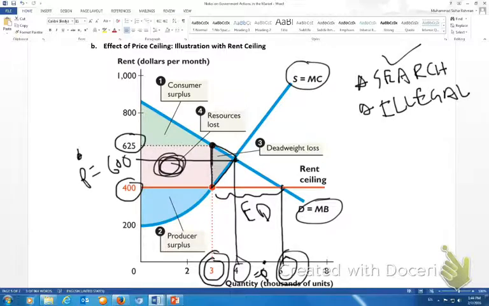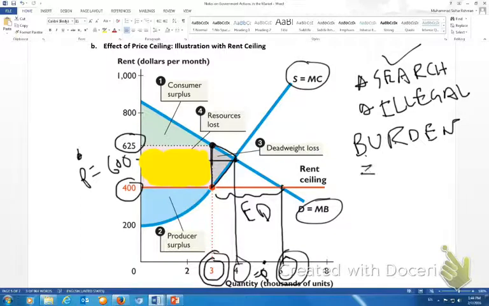We can say that the cost of all these market inefficiencies can be summarized by this rectangle, which we will call the resources lost as a result of this price ceiling. So in this case, we should not call it tax burden, we should just call it the burden of the price ceiling, which is going to be the rectangle plus the triangle.